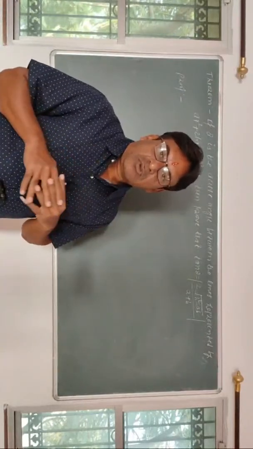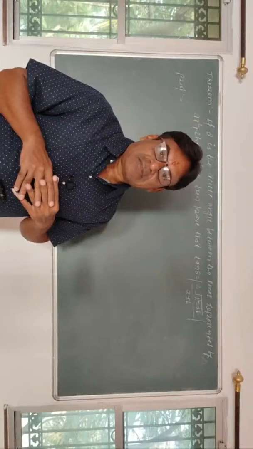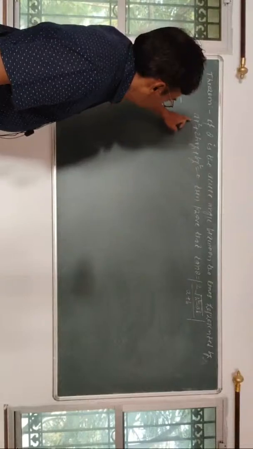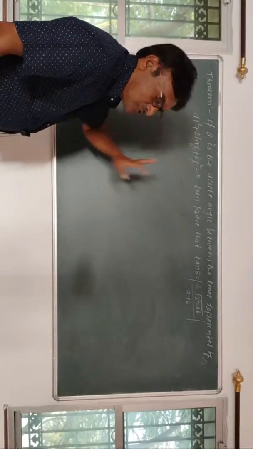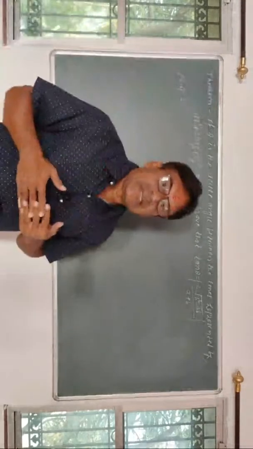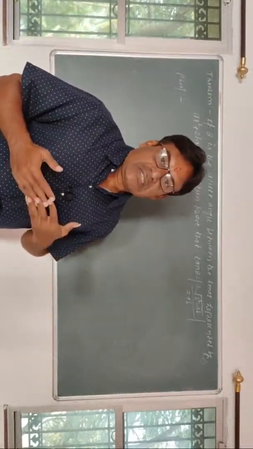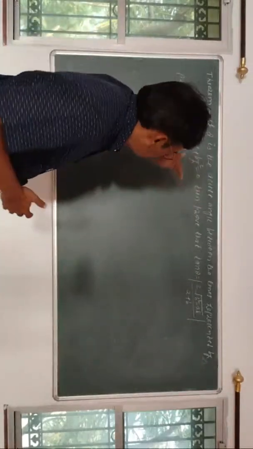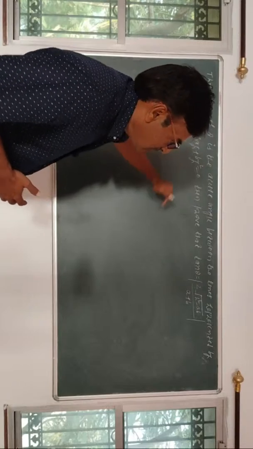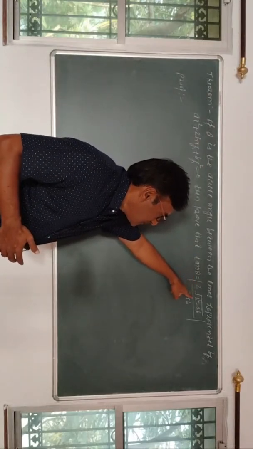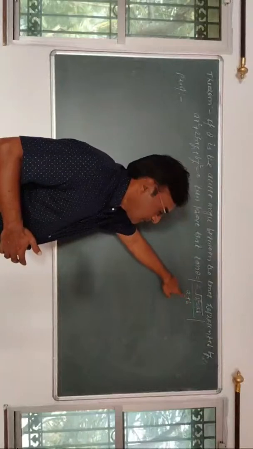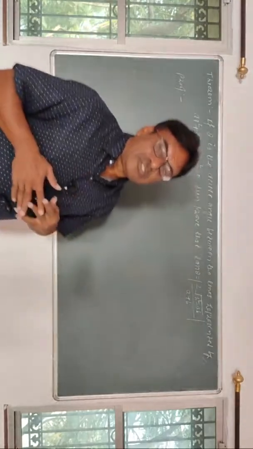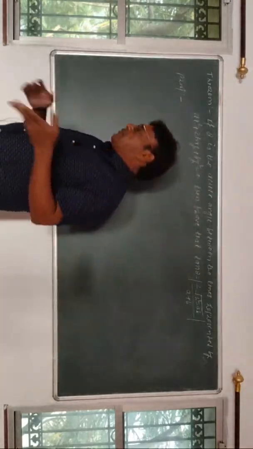In this theorem, a homogeneous equation of second degree in x and y is given, that is ax square plus 2hxy plus by square equals to 0. This equation represents a pair of lines passing through the origin. We have to show that the angle between the two lines represented by the given homogeneous equation is tan theta equals to 2 under root h square minus ab upon a plus b, where theta is the acute angle, that is theta lies between 0 and 90 degree. So we prove this theorem.